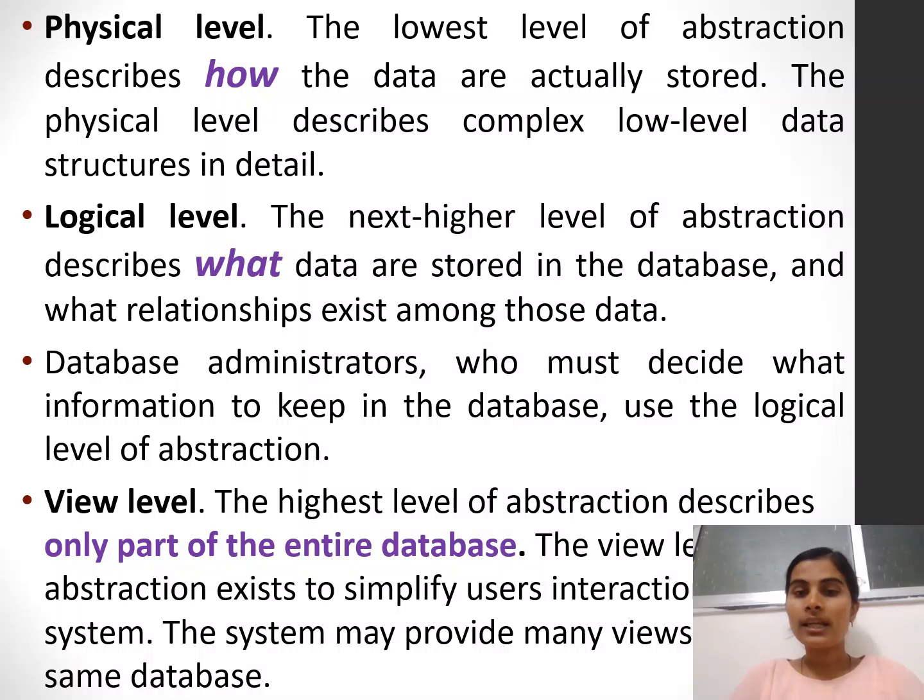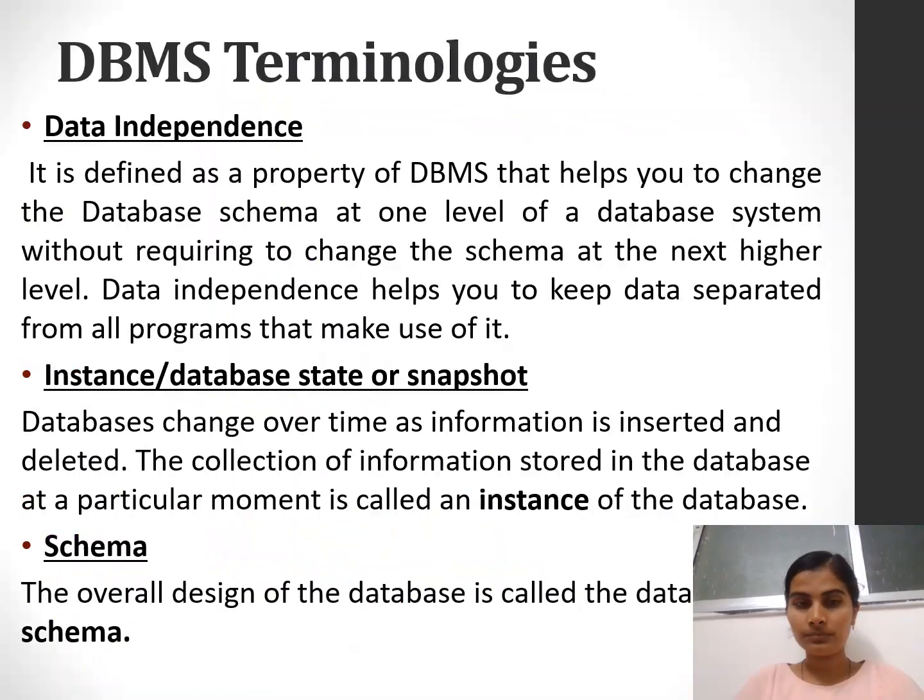Logical level, the next higher level of abstraction, describes what data are stored in the database and what relationships exist among those data. Database administrators, who must decide what information to keep in the database, use the logical level of abstraction. View level, the highest level of data abstraction, describes only part of the entire database. The view level exists to simplify the user's interaction with the system. The system may provide many views for the same database.